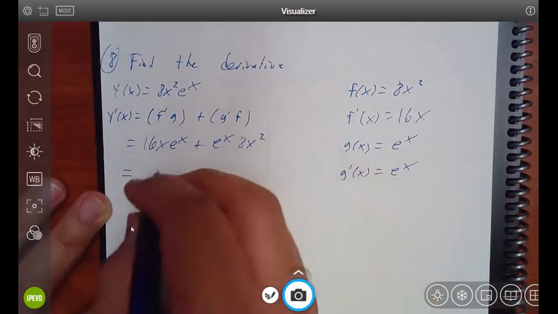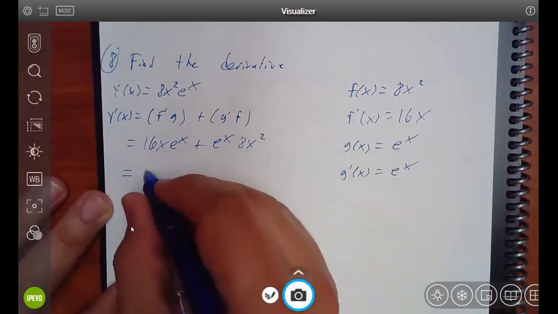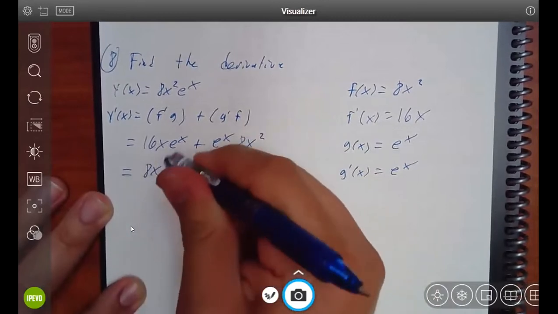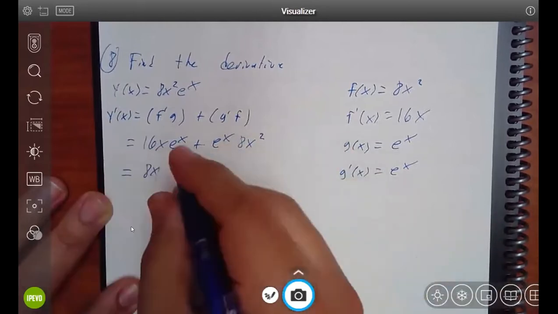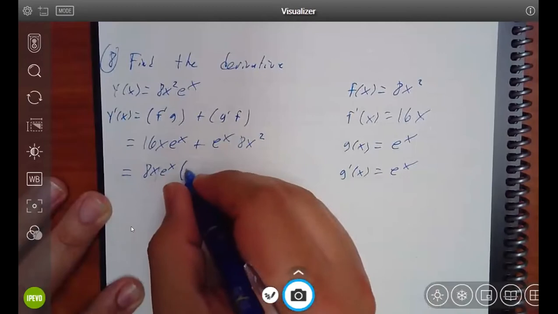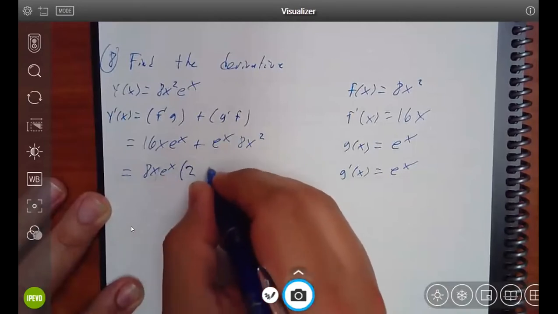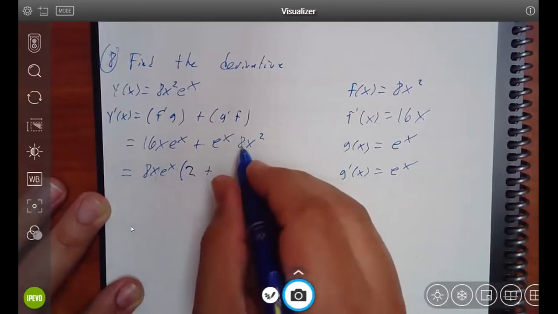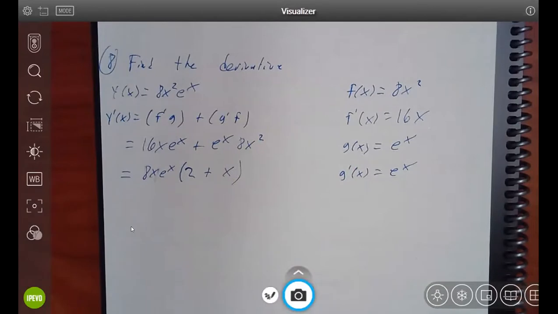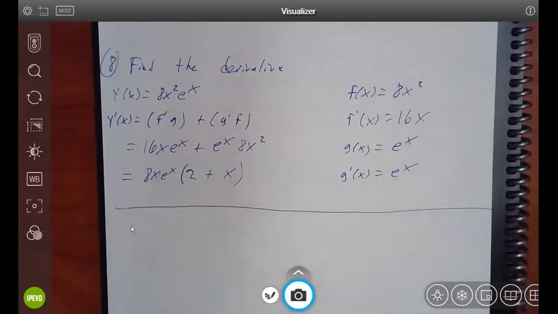Okay. You can factor if you want. They both have 8x in common. They also have an e to the x in common. You can factor those three things, leaving 2 plus x. You don't have to factor that, but there it is.